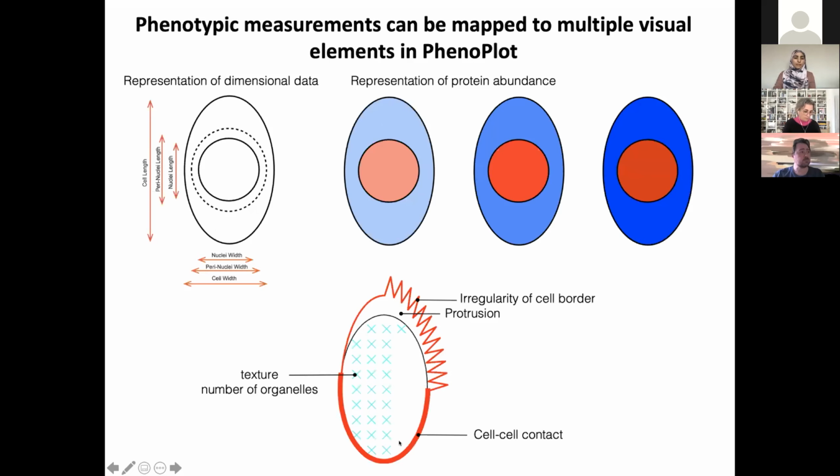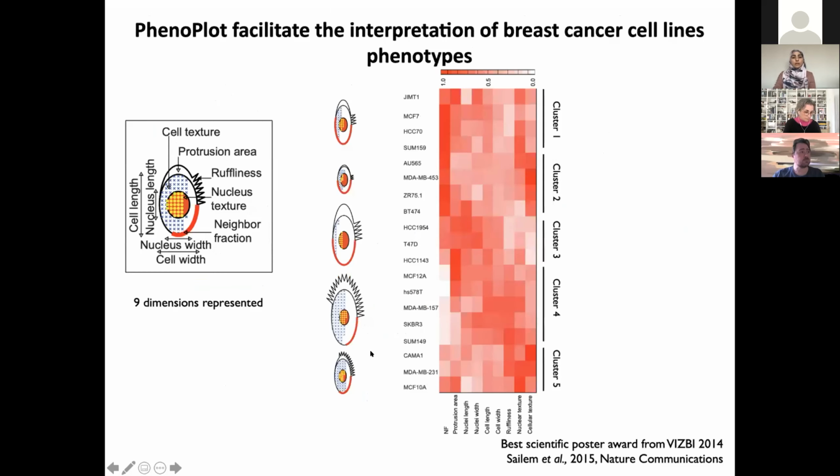We can also represent cell-to-cell adhesion based on the extent to which a thick line goes around the ellipse, or a jagged line going around the ellipse can represent irregularity of the cell border. We can fill the ellipse with symbols depending on the variable value, so texture or number of organelles can be represented in this way. So by applying Phenoplot to these measurements from breast cancer cell lines, we have a much nicer way to represent these data and interpret their meaning.